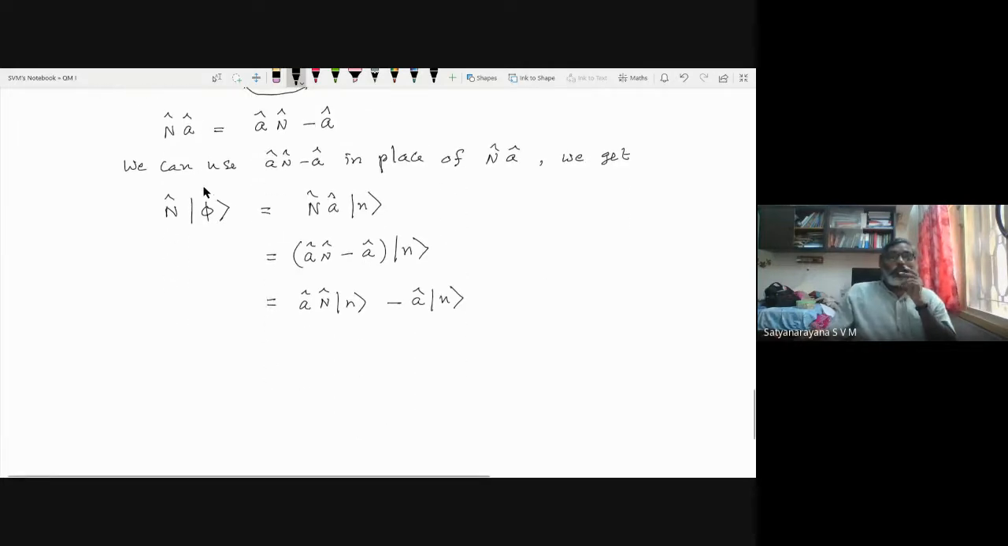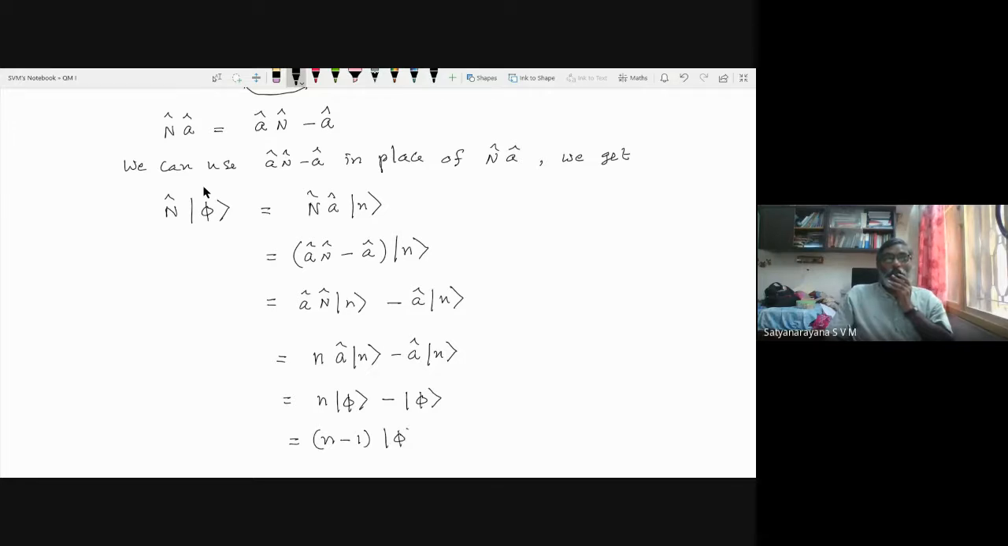Correct? But we know what is N operating on |n>. What is N operating on |n>? Because this is an eigenstate of N. So that is equal to, I have n and A operating on |n> minus A operating on |n>. So A operating on |n> is my phi, right? So this is equal to n times phi minus phi, which is nothing but n minus 1 times phi.